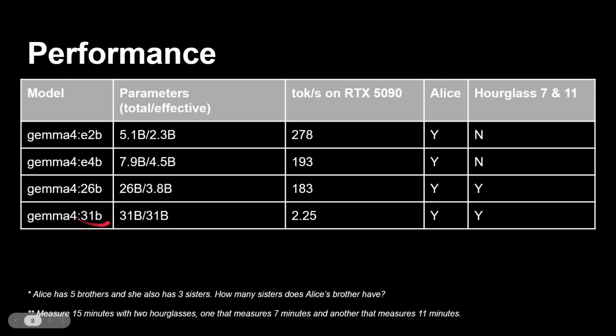And then the big heavy one, the dense one, 31 billion parameters. I was running it on this RTX 5090, and it only manages 2.2 tokens a second, so very, very slow compared to the other one. So the real star, in my opinion, is the Gemma 4 26 billion parameter one, because it can answer the hourglass question, it can answer the Alice question, and it runs really, really fast.